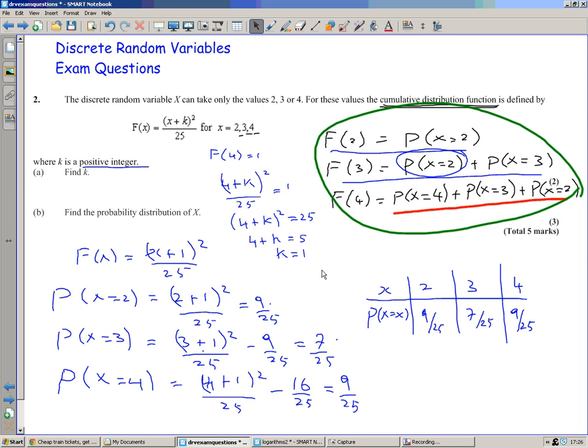Okay, so that's a relatively standard 5-mark question on discrete random variables, and the most likely case to trip you up is right on the first hurdle: not recognizing that it's cumulative, thinking that somehow this gives a probability of the events, that the probability of x equal to 2 is found by putting 2 into there. That is a common mistake, and it comes from not appreciating it's cumulative. Otherwise, once you've got that, the rest of it falls out quite easily.